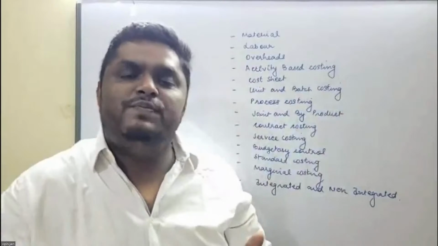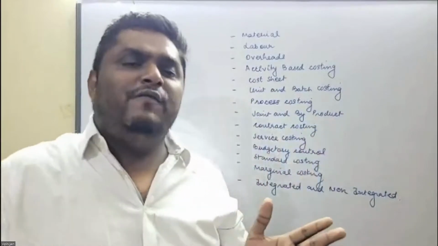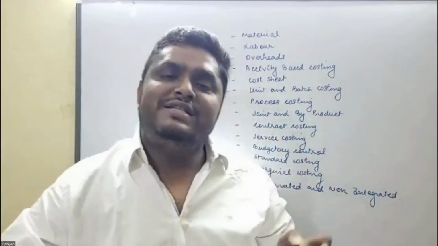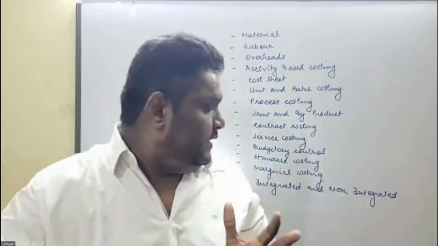Further moving towards the next part of the syllabus, that is the part of management accounting, wherein three chapters are covered, that is budgetary control, standard costing, and marginal costing.